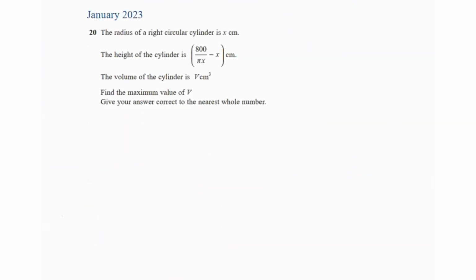Then the next question says that the radius of a right circular cylinder is x centimeters and the height of the cylinder is 800 over pi x squared minus x centimeters. The volume of the cylinder is V centimeter cube. Find the maximum value of V, giving your answer correct to the nearest whole number.